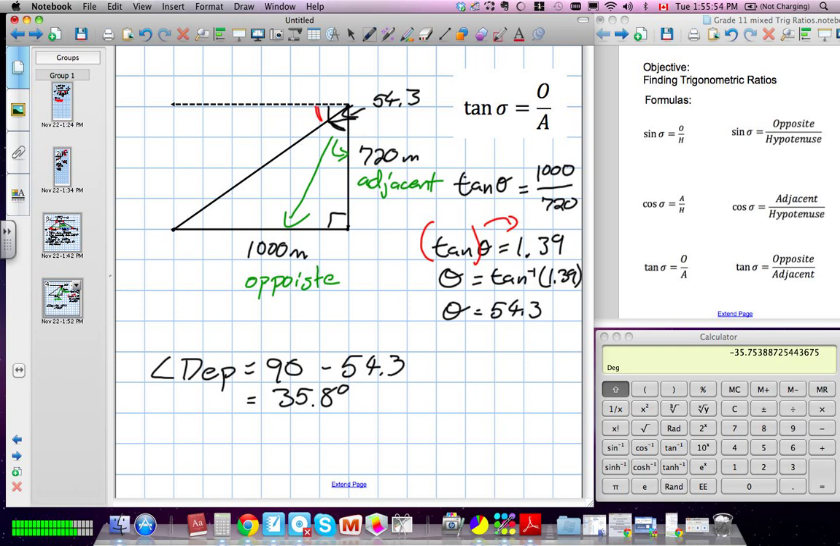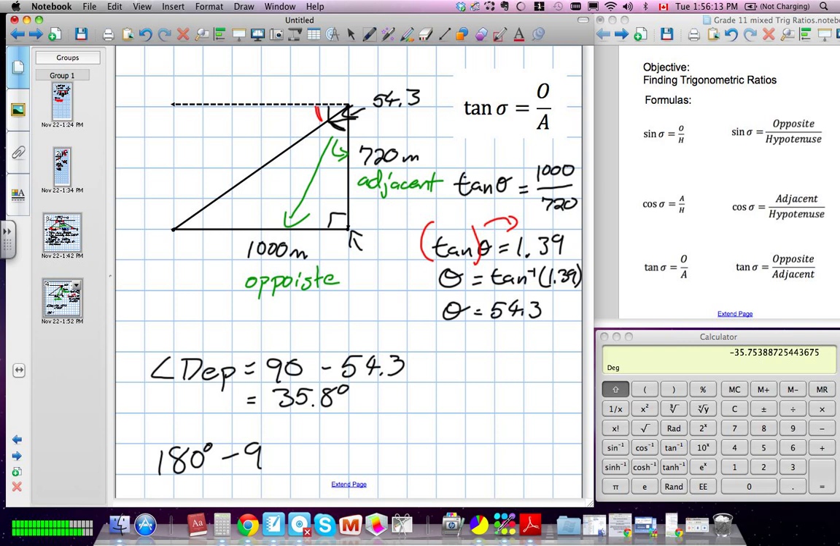35.8 degrees. Okay? Now, just to prove that this works, we have a triangle. We have two of the angles. What do all angles in a triangle equal to? That's right, Michael. All the angles in a triangle are going to equal 180 degrees.